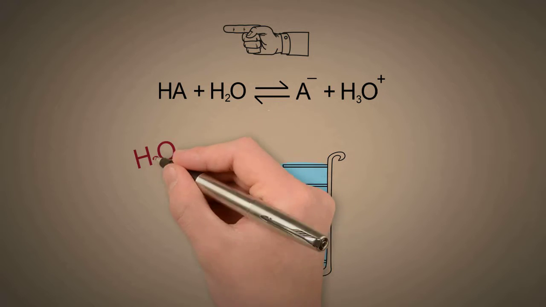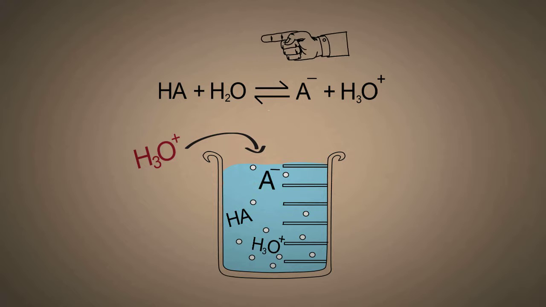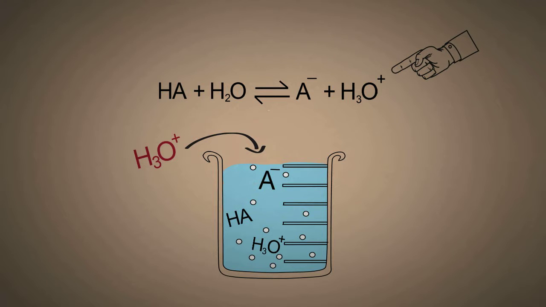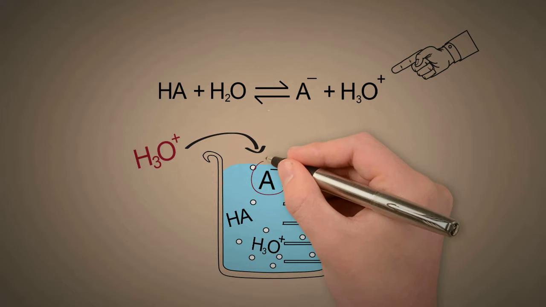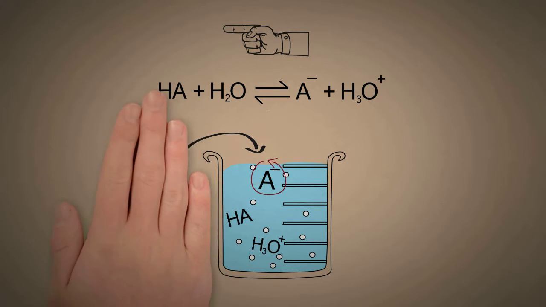If we were to get a small amount of an acidic substance and add it to our solution, the extra H3O+ ions will lower the pH. The solution doesn't want to do that. Through Le Chatelier's principle, we know it will want to minimize the change. So the A- in the solution will react with the extra H3O+ to move the equilibrium back over to the left to minimize the pH change.